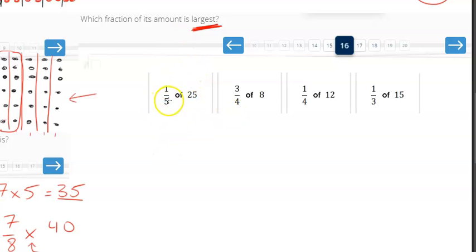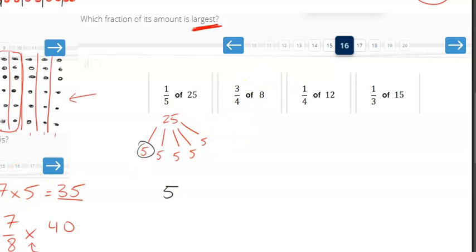So in this case, we've got 25 and we're finding 1/5 of 25. If we're going to split this up into 5 parts, each part is going to have 5 in it. Now, I know this because I know what 25 divided by 5 is. And from this, we just care about one of them. So this answer here is just 5.